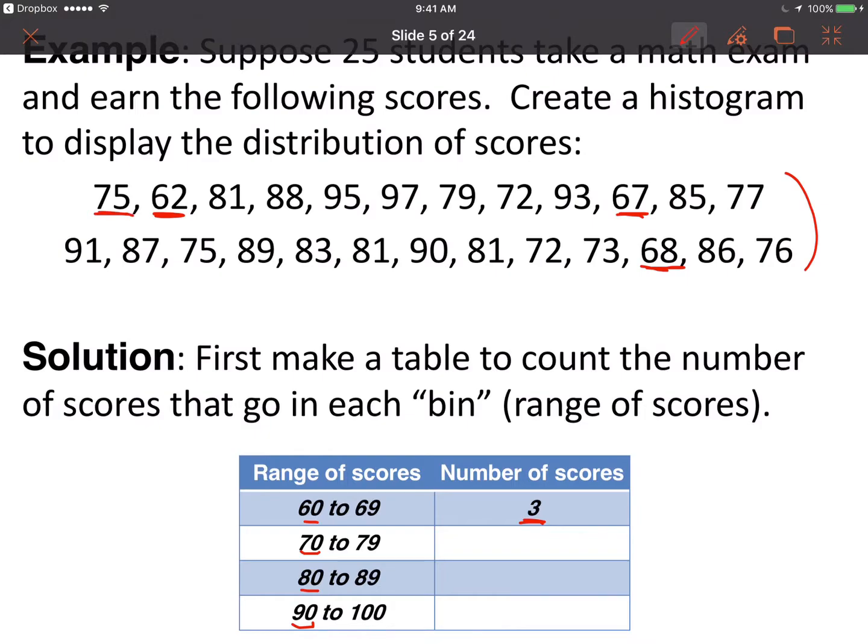So I've got 75, 79, 72, 77, 75, 72, 78, 76. 1, 2, 3, 4, 5, 6, 7, 8. From 70 to 79. I'll let you pause the video and try to fill in the 80 to 89 and the 90 to 100. So go ahead and hit pause and fill that out.